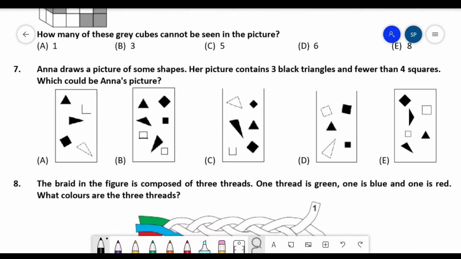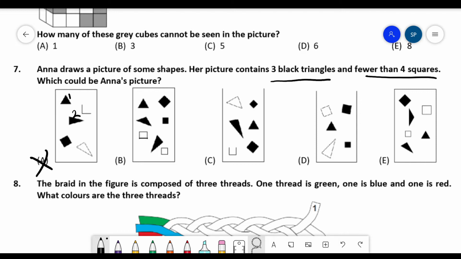7. Anna draws a picture of some shapes. Her picture contains 3 black triangles and fewer than 4 squares. Which could be Anna's picture? So her picture contains 3 black triangles. If we see any of these dotted triangles, that's not it. It has to be black. And fewer than 4 squares. Looking at it, there is 1 triangle and 2 triangles. There is a 3rd triangle, but as it said, it has to be black, and it's not black, which means we don't need to check for squares.